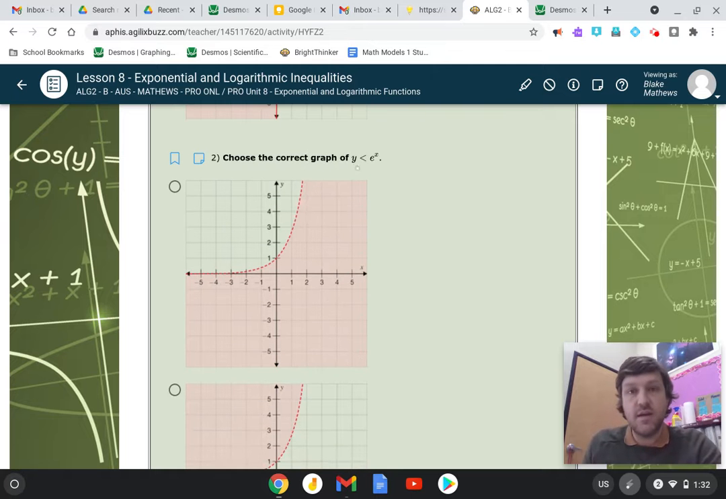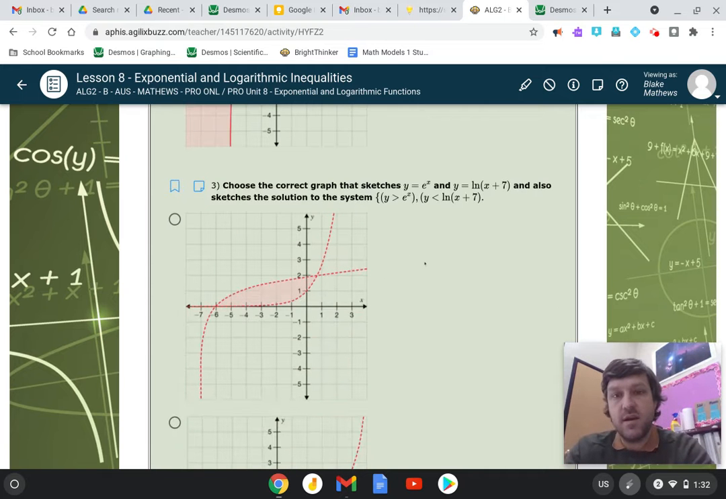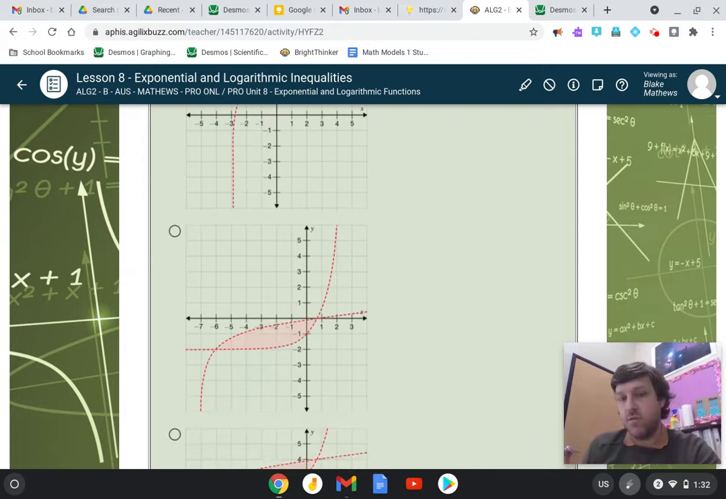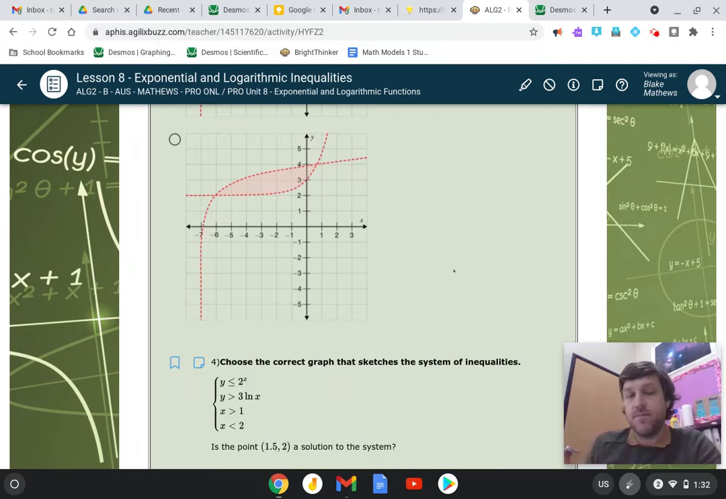Number 2, same thing. Y is less than e to the x. You can just type e and the graphing calculator will know what to do with it. And then the only one that's maybe complicated here is this one. You need to graph this expression and this expression, graph them together, and one of these will look like the graph you get when you do that. So you just do your best. I think it'll be pretty clear once you get there.